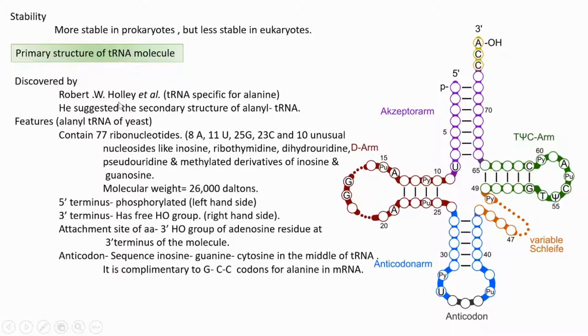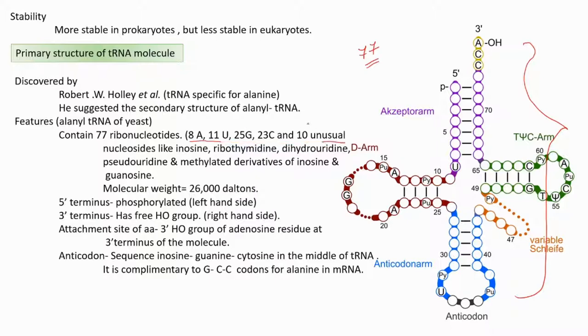It was discovered by Robert W. Holley et al., meaning his co-workers. Together, they discovered the structure of tRNA specific for alanine. The structure that he described is the secondary structure of alanyl tRNA. Coming to the features, this tRNA contains 77 ribonucleotides, which includes some unusual bases.